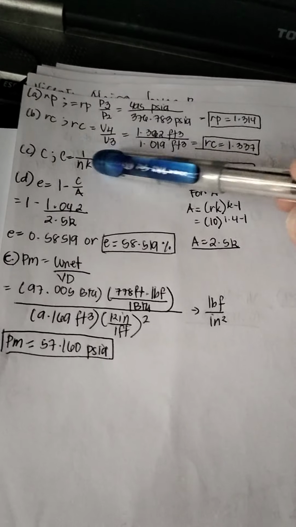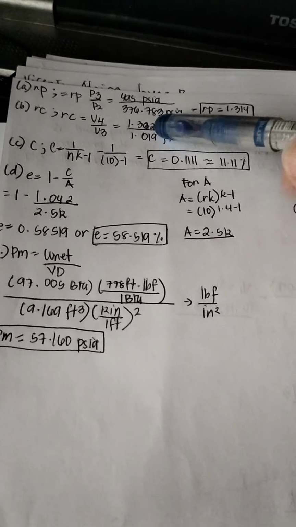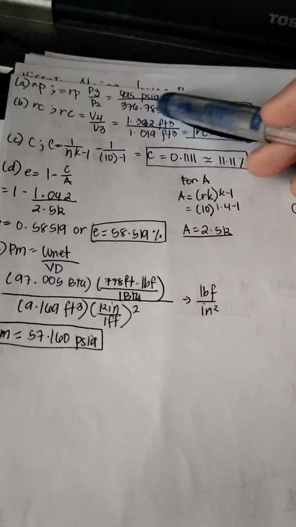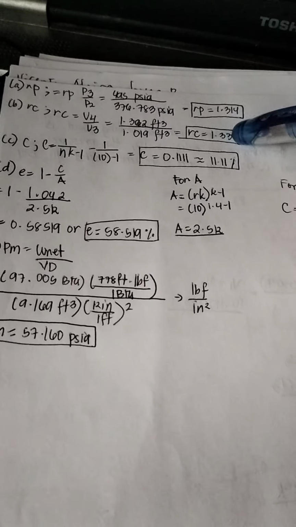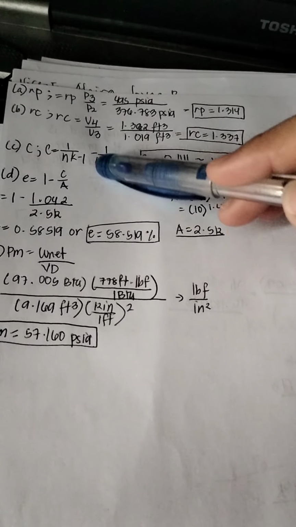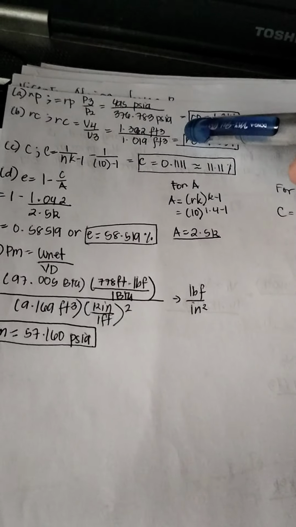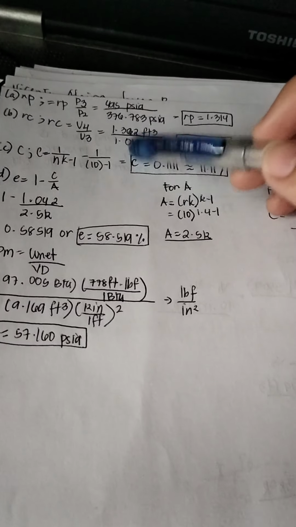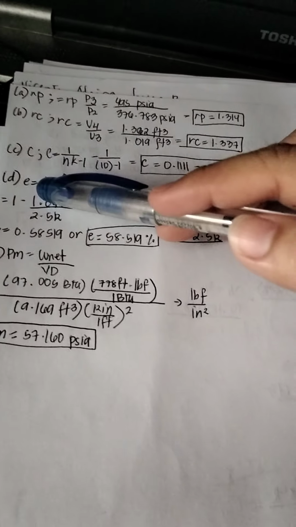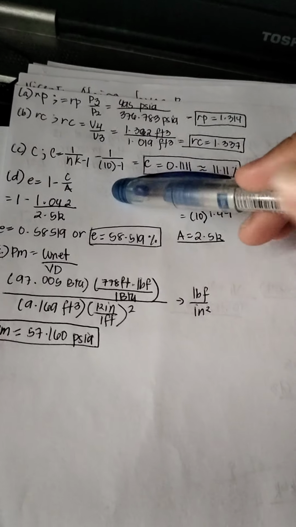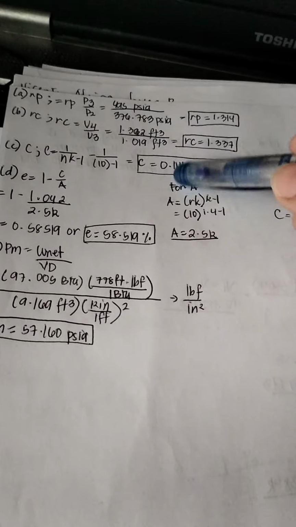Next is yung sa rp, rp is equals to P3 over P2 is equals to 495 psia over 376.783 psia. rp is equals to 1.314. Next is yung rc. Ang formula niya is yung V4 over V3. Sinubstitute 1.362 feet cubed over 1.019 feet cubed is equals to 1.337. Then c is equals to 1 over rk raised to k minus 1, 1 over 10 raised to 0.4 is equals to 0.111.